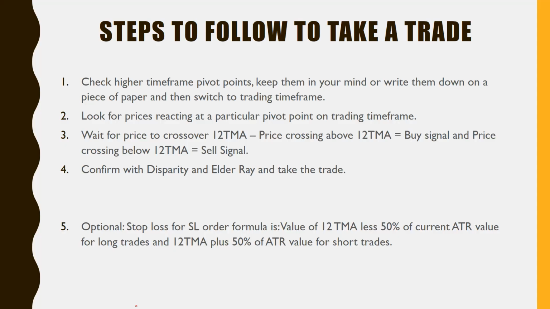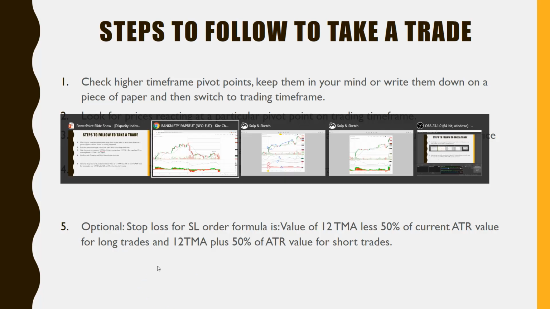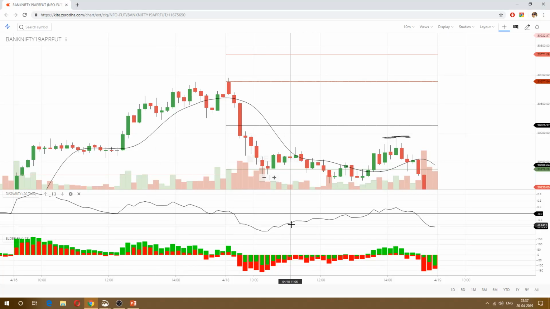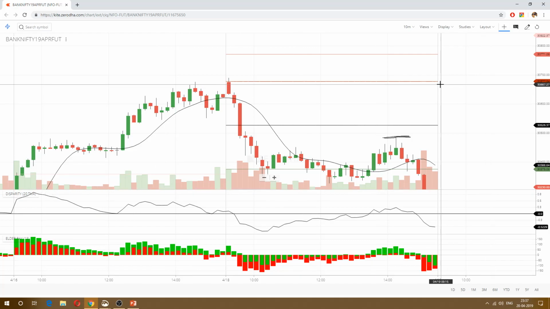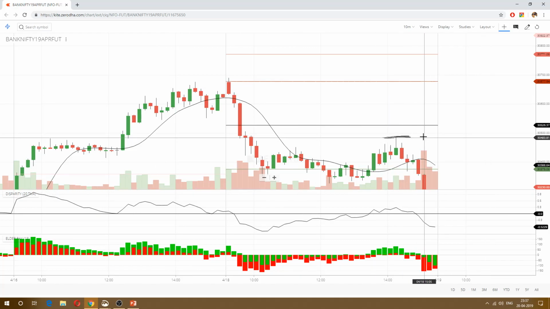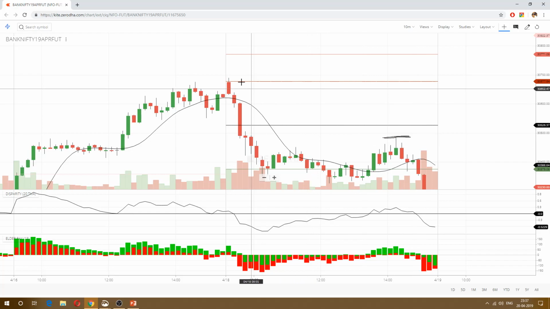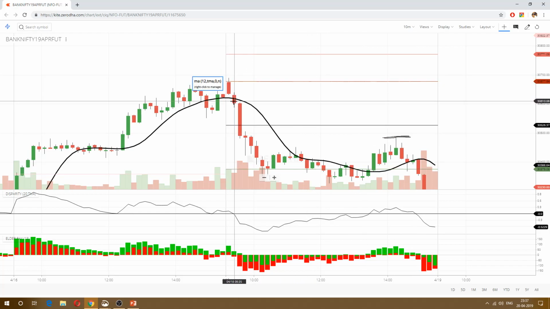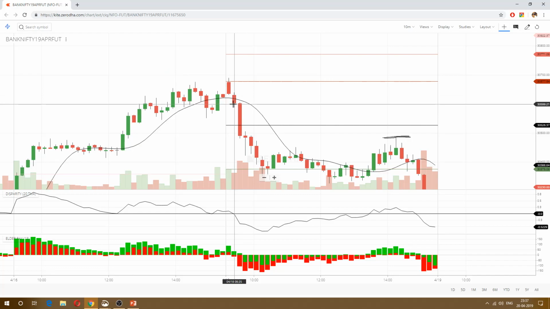Next thing you have to do is wait for a price crossover on the 12 TMA. Price crossing above the 12 TMA is a buy signal, and price crossing below the 12 TMA is a sell signal. So now you have two conditions met. You have checked higher time frame pivot points, you have written them down, and now you're seeing a 12 period triangular moving average crossover happening here.